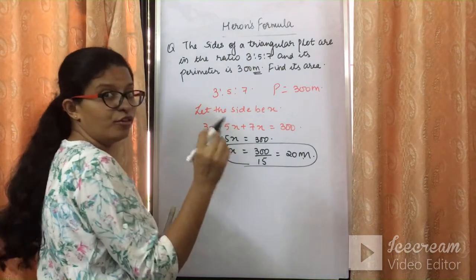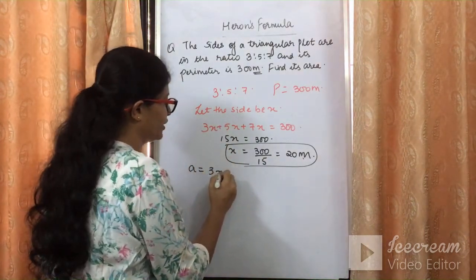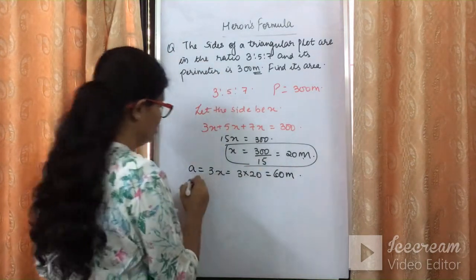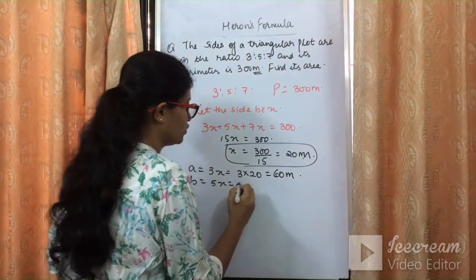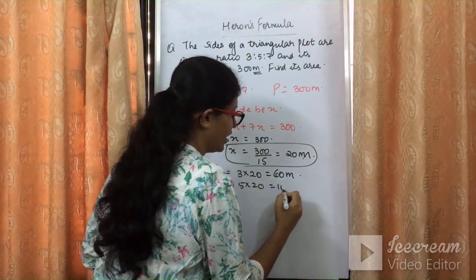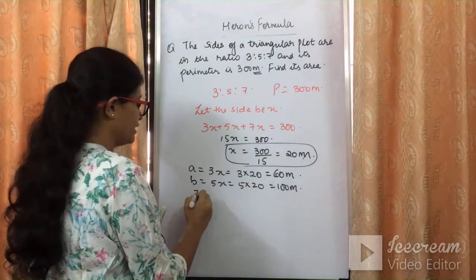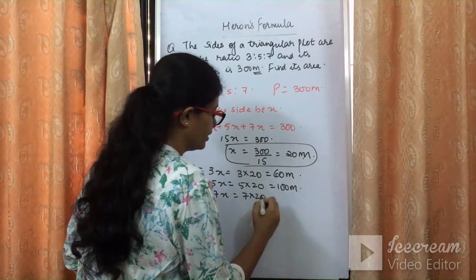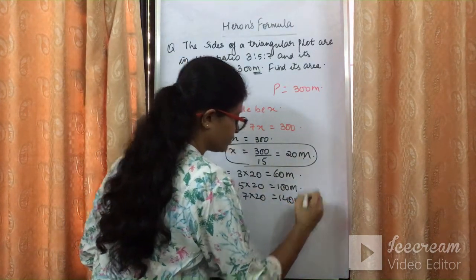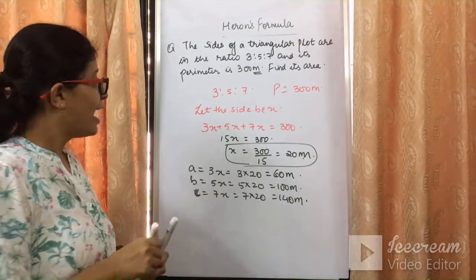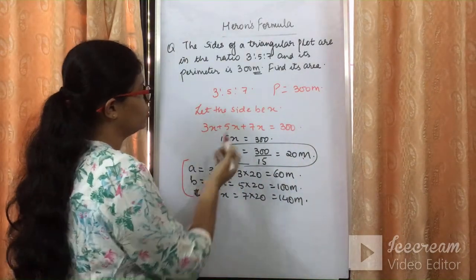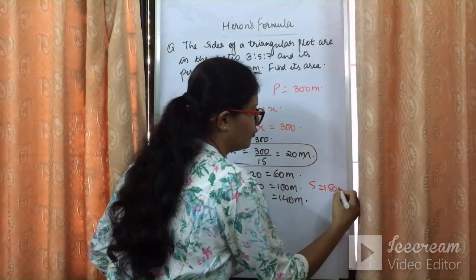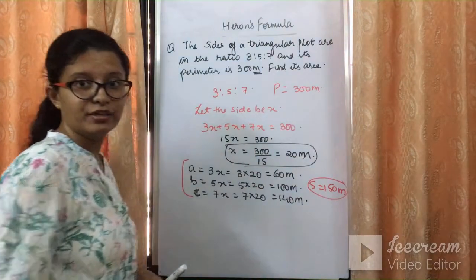So the measure of side 1, a को मैं मान लेती हूँ, it is 3x. So it will be 3 into 20, this will be nothing but 60 meter. B will be 5x, that is 5 into 20, it comes out to be 100 meter. So C is nothing but 7x, it comes out to be 7 into 20, that is 140 meter. So आपको तीनों sides मिल गए, and you know S is nothing but semi perimeter. Perimeter आपको दिया है तो it will be 150 meter, half of 300 meter.